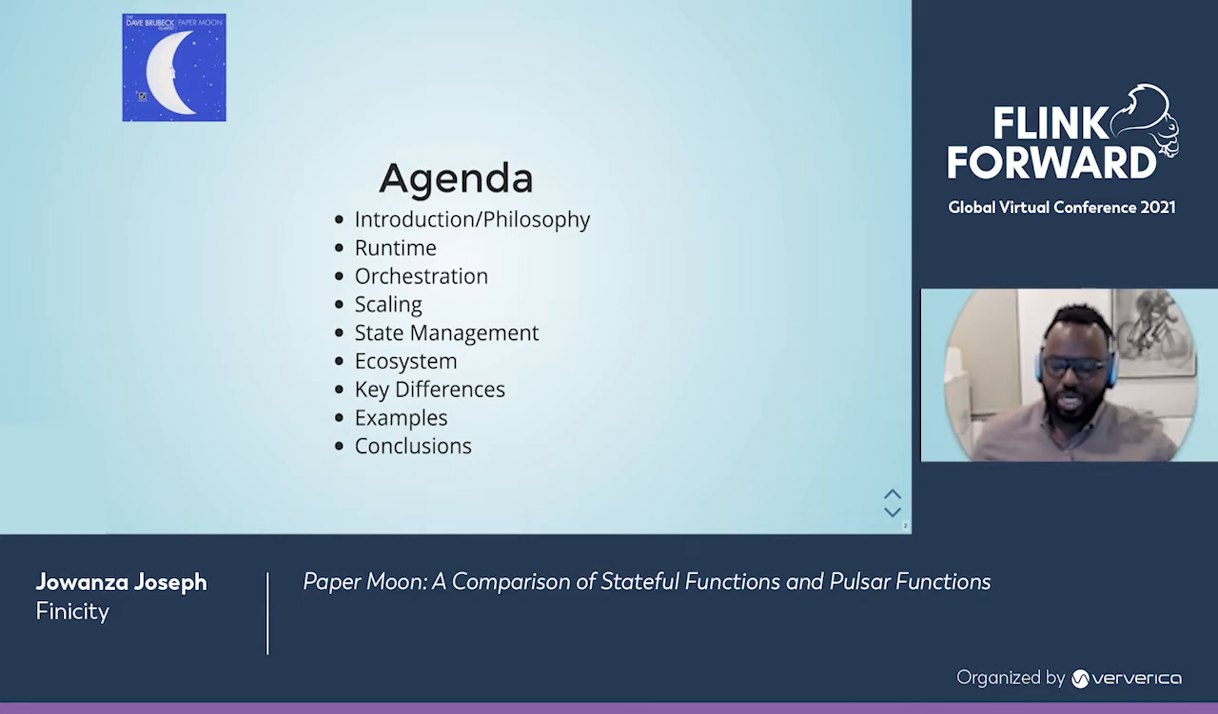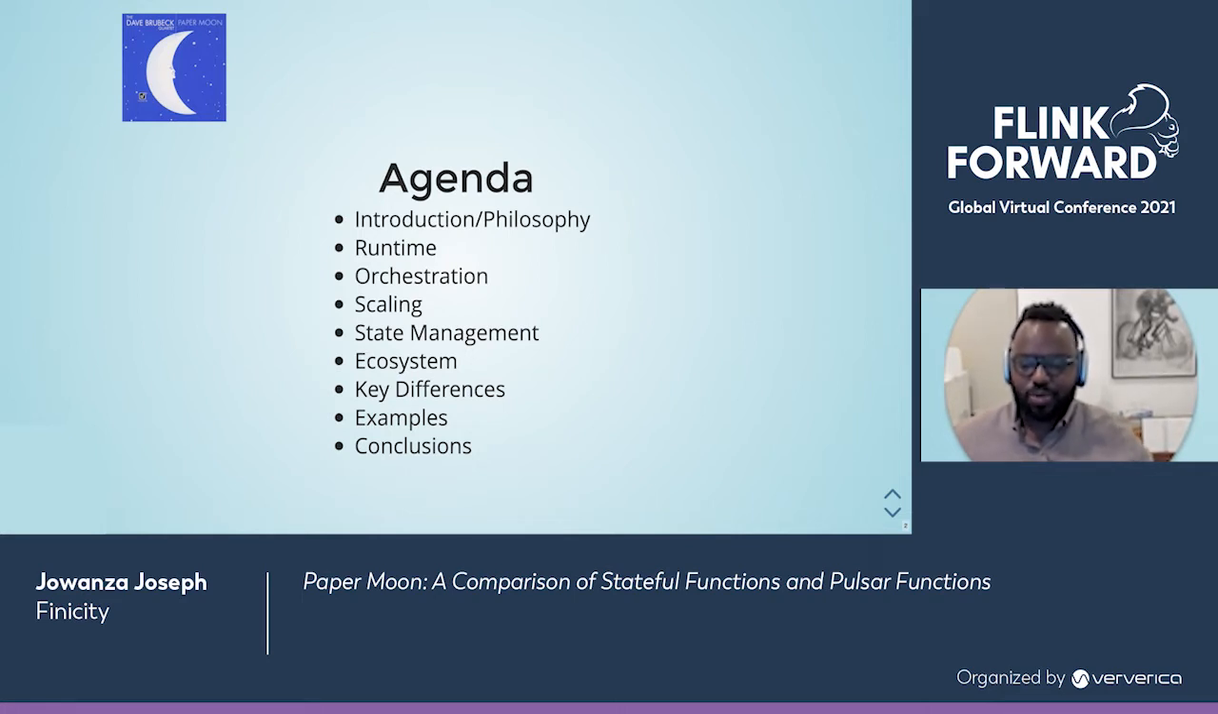So let me go through the agenda for this talk. To start, I'm going to do an introduction to both Pulsar functions and Flink stateful functions, just a brief idea of the philosophies between the two, how they really compare and what to look for and why you would use one versus the other. Then I want to talk about the runtime characteristics, like what it takes to run these, and what is the bare minimum requirements to do that.